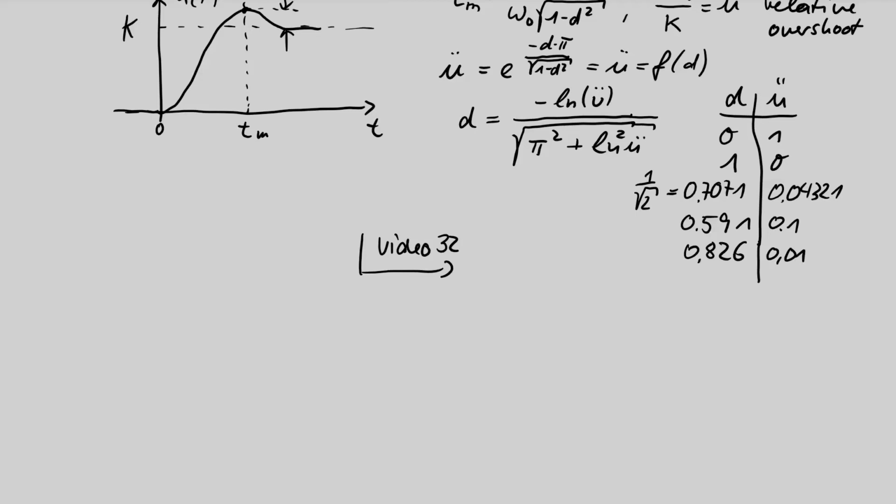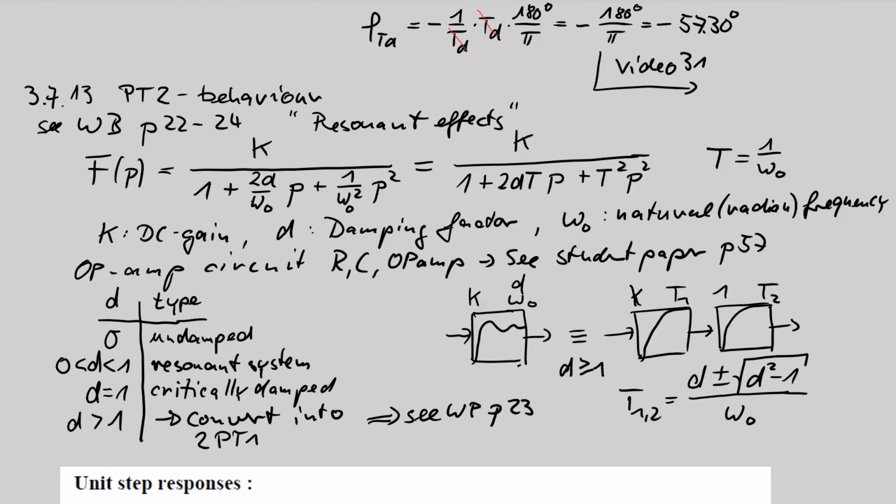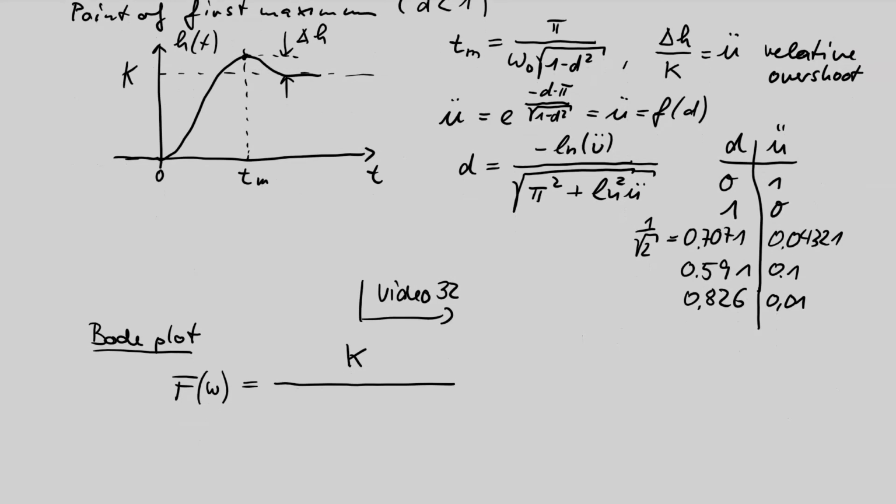Yeah, final words to the Bode plot of a PT2. Bode plot. First, I give you the function for the complex frequency response. Well, we just take the transfer function, this one, where p is replaced with j omega. You see there is a p squared. You will see what happens with the p squared.